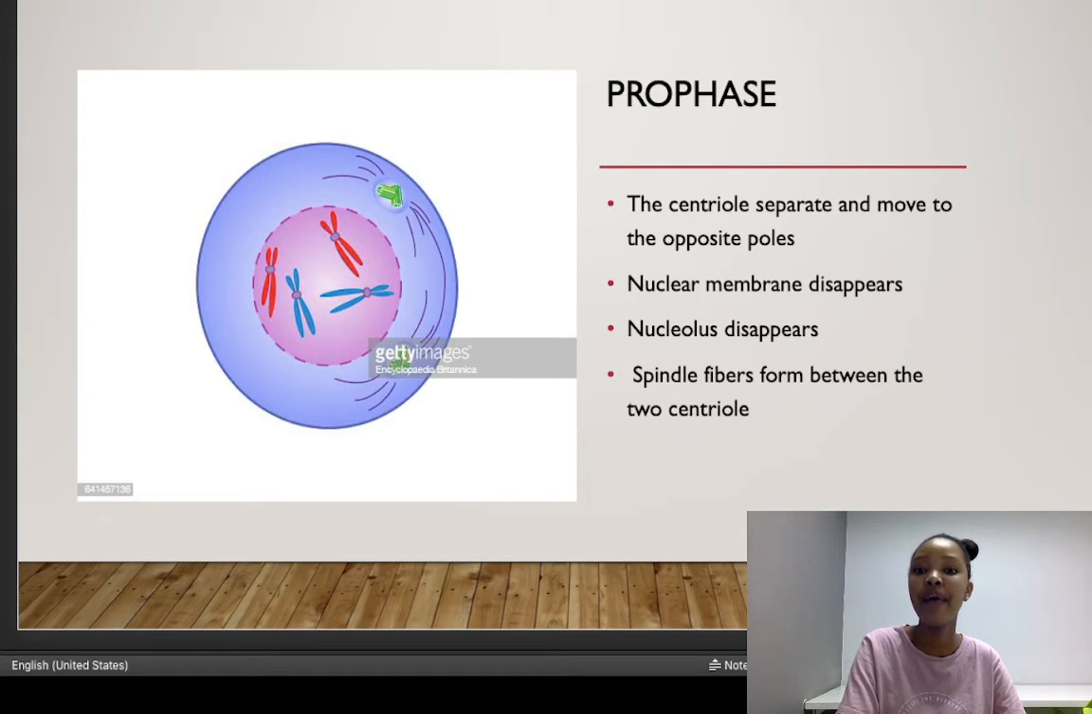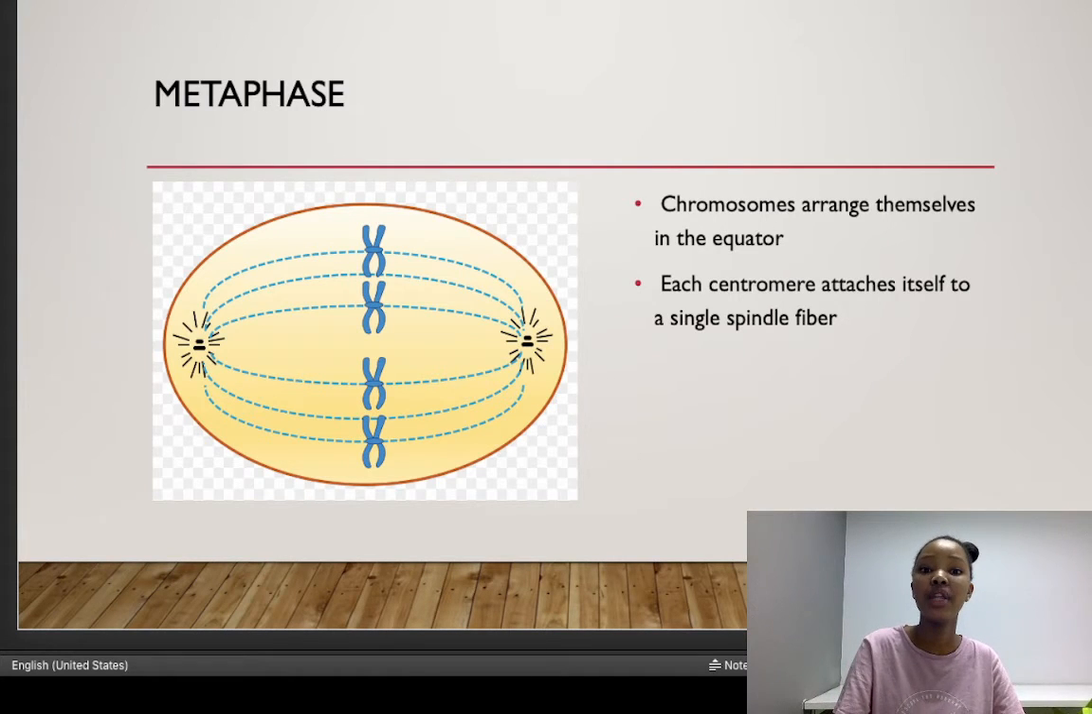The spindle fibers form between the two centrioles. The spindle fibers are those broken lines that you see around here. They are starting to form on the prophase. Remember, on the interphase we didn't have them, but here they are starting to form. And moving on to the next mitosis phase, which is the metaphase.